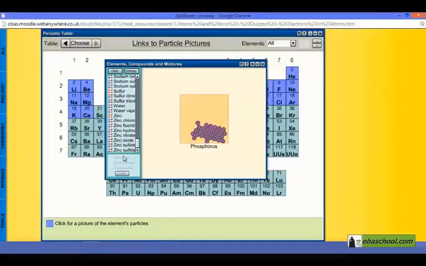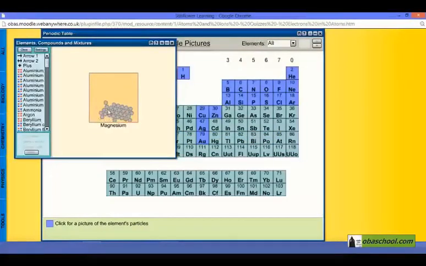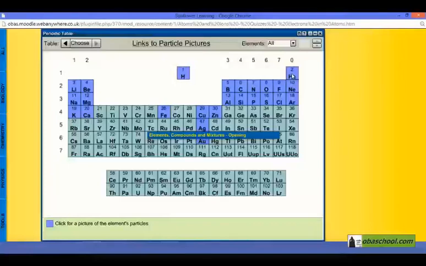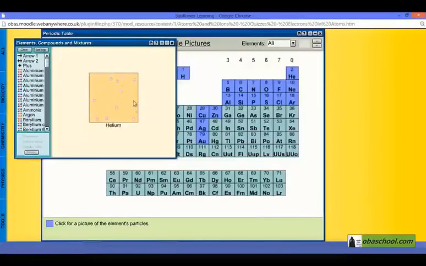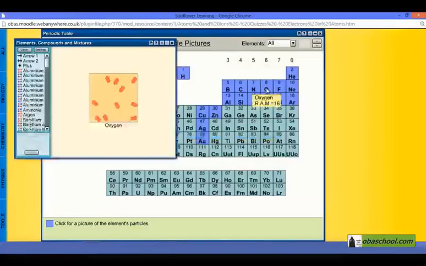You can also choose magnesium. You can choose any element in the periodic table. If you choose magnesium, this is how the particle looks like. In helium, they are away from each other because helium is a gas, so the particles are away from each other. And in oxygen, you will see them apart because oxygen is a gas, but each has 2 atoms because oxygen is diatomic.